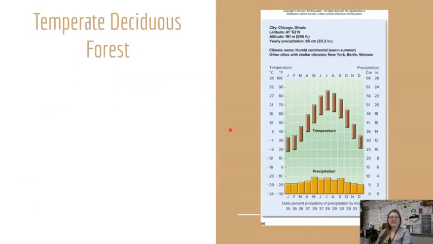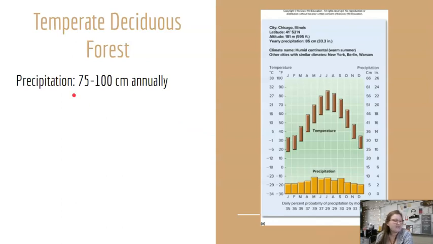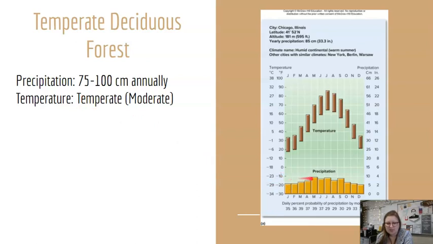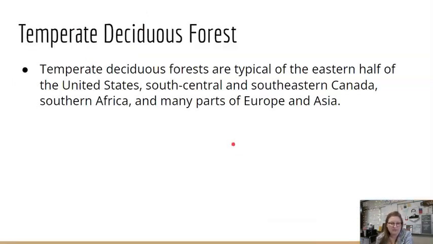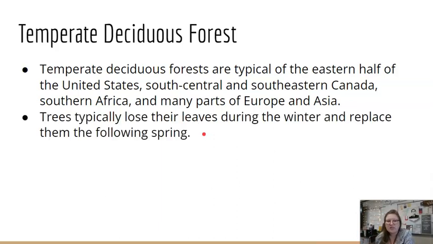All right, temperate deciduous forests get 75 to 100 centimeters annually, and it is temperate, so moderate temperatures. And you can see this precipitation. It's pretty consistent, maybe a tiny bit more in the summer. And the temperature does range pretty dramatically. Temperate deciduous forests are typical of the eastern half of the U.S., south central and southeastern Canada, and southern Africa, and many parts of Europe and Asia. Trees typically lose their leaves during the winter and replace them the following spring.